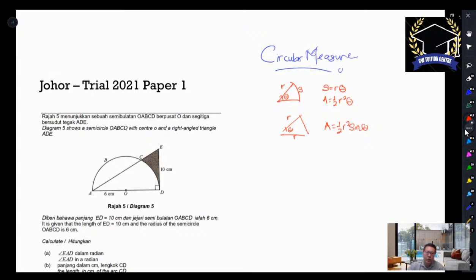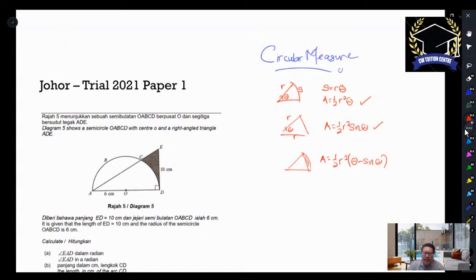So if we are going to find this area, the area will be this minus this: half R squared theta minus sine theta. That's the basic formula. All right.